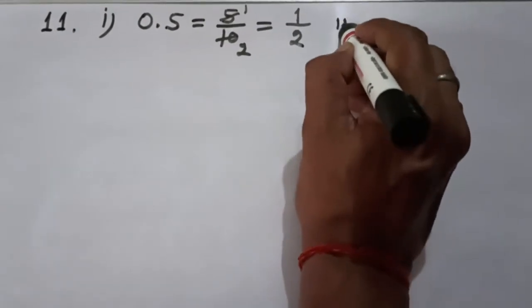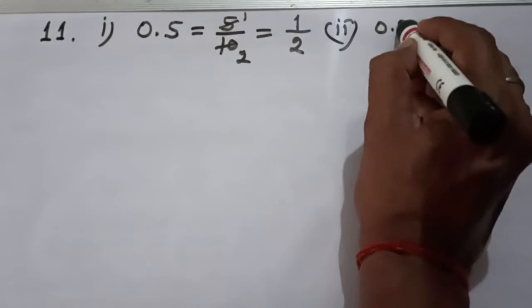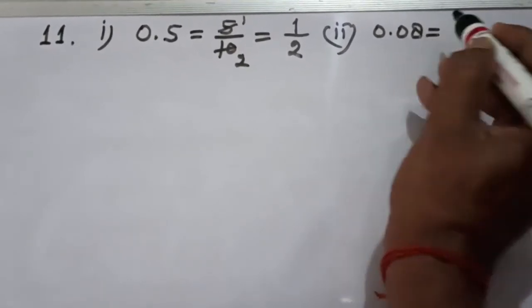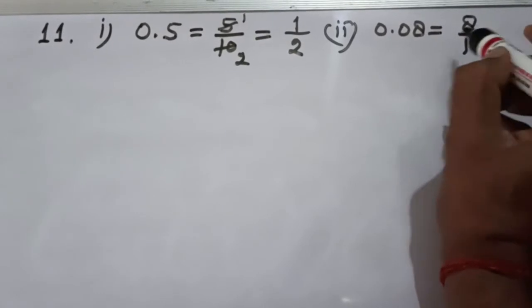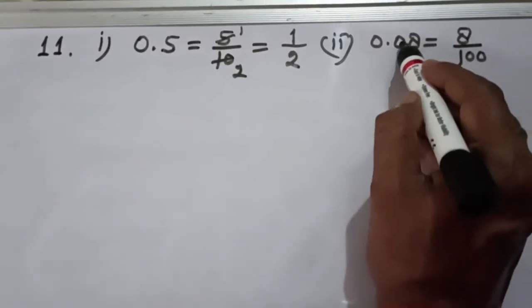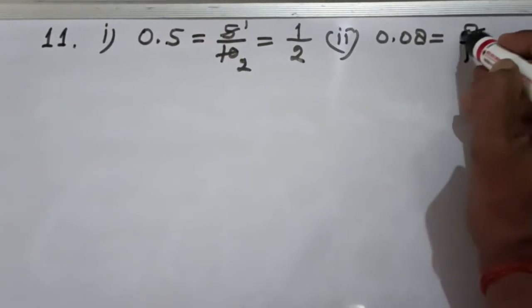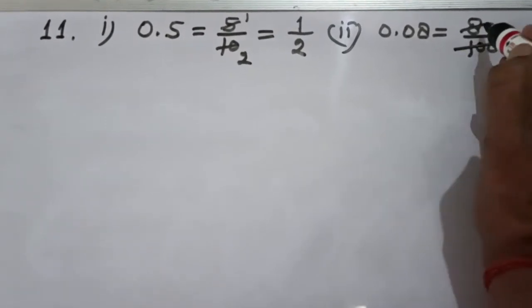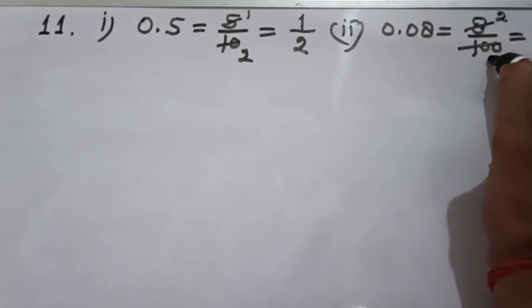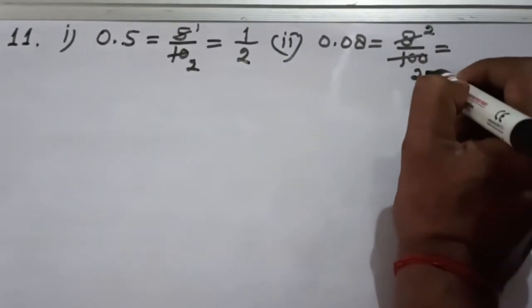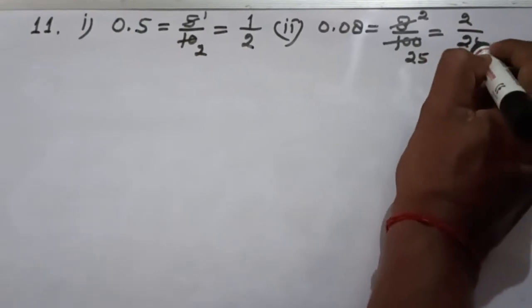Second part is 0.08. That is 8 upon 100. The decimal is before two places, 1, 2. So 8 upon 100. Similarly, simplify. 4 can divide 8: 4 twos are 8, and 4 twenty-fives are 100. So 2 upon 25.